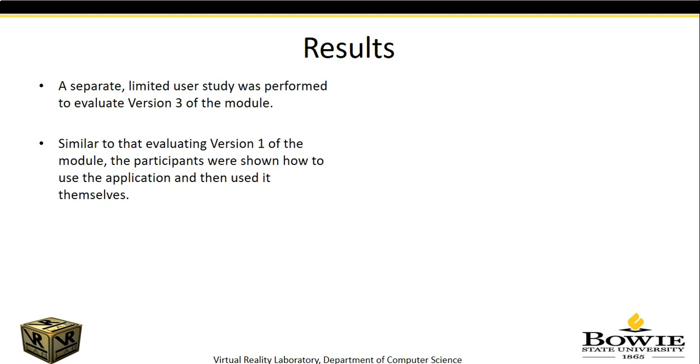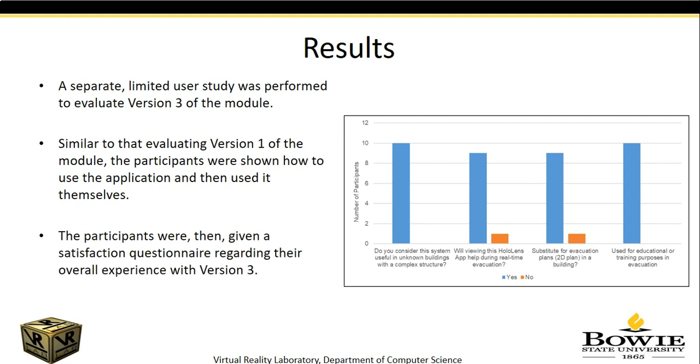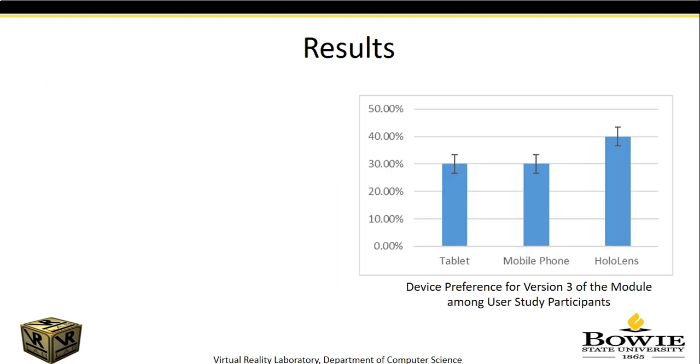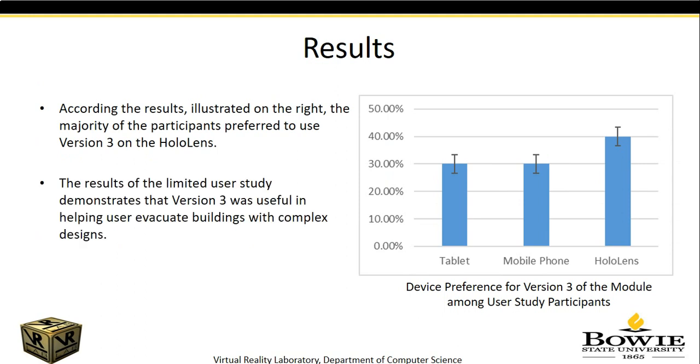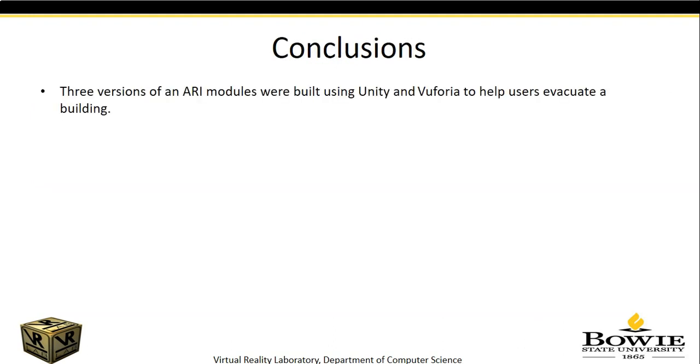Version 3 of the module was also evaluated in a separate and limited user study. Similar to that of version 1, the participants were first shown how to use the module, and then they used it themselves. After that, they completed a questionnaire about their overall experience with version 3. The results revealed that the participants prefer to use version 3 of the module on the HoloLens. It also demonstrated that version 3 was useful in helping users evacuate buildings with complex designs.